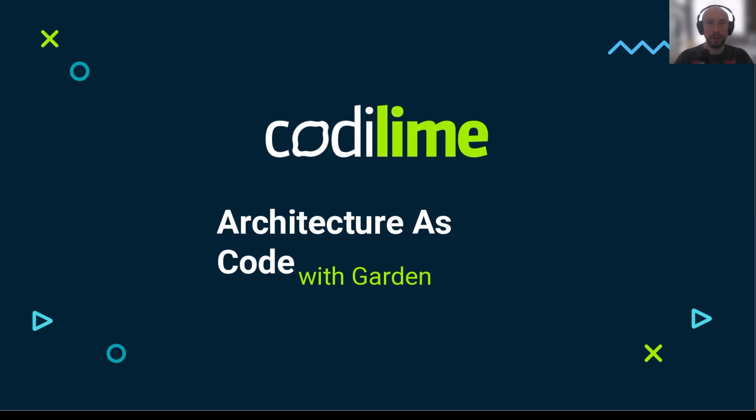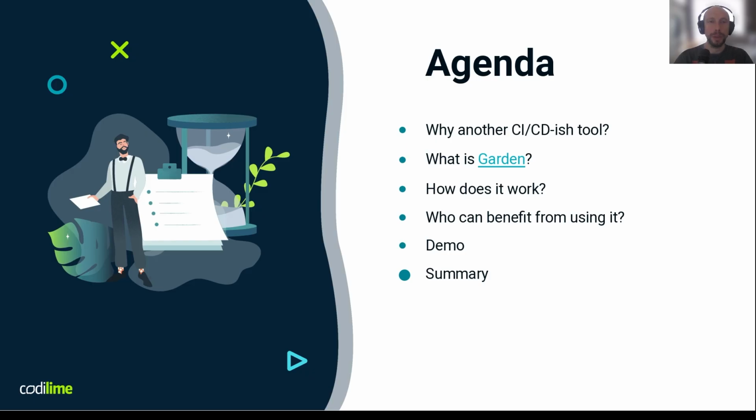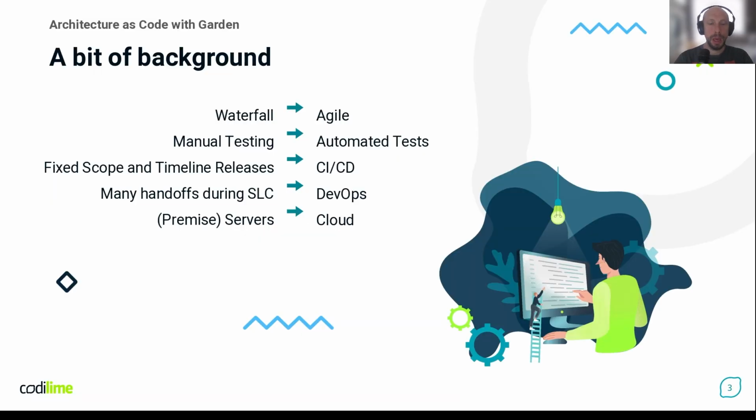Today I want to present you a tool called Garden, which calls itself an architecture as code tool. We'll talk about what this tool is and why there are cases when it is helpful to be equipped with such a tool. And we will also try to use it with some simple application. But let's start with a little background on why we might need such a piece of software.